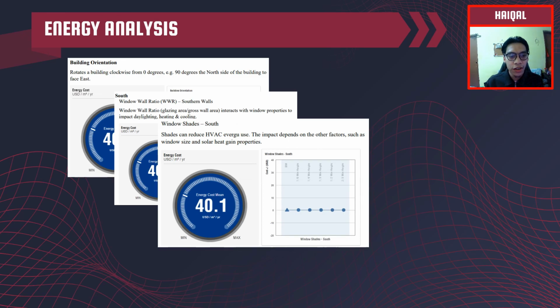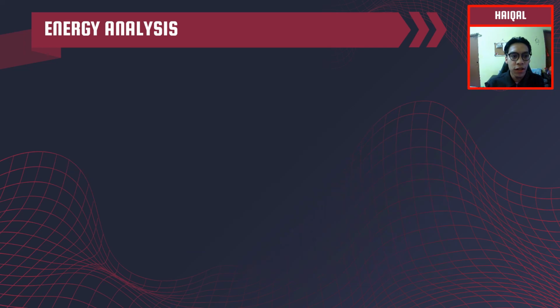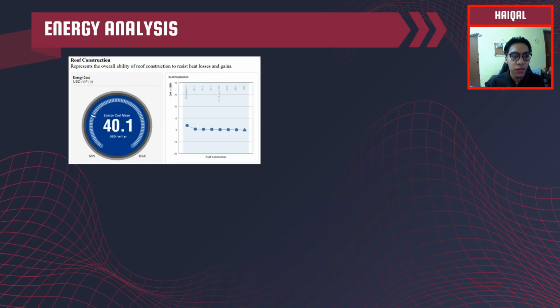The window shade can reduce HVAC energy use. The impact depends on other factors such as window size and the solar heat gain properties. And then, the window glass. The glass properties control the amount of daylight, heat transfer and solar heat gain into the building along with other factors. Furthermore, in energy analysis, it also has roof construction, which represents the overall ability of the roof construction to resist heat loss and gain.